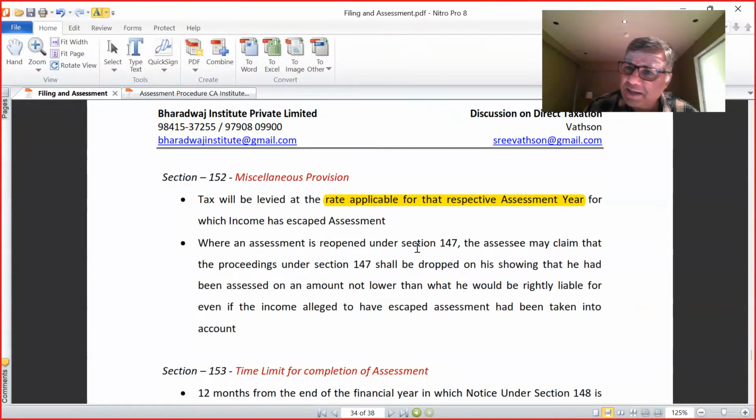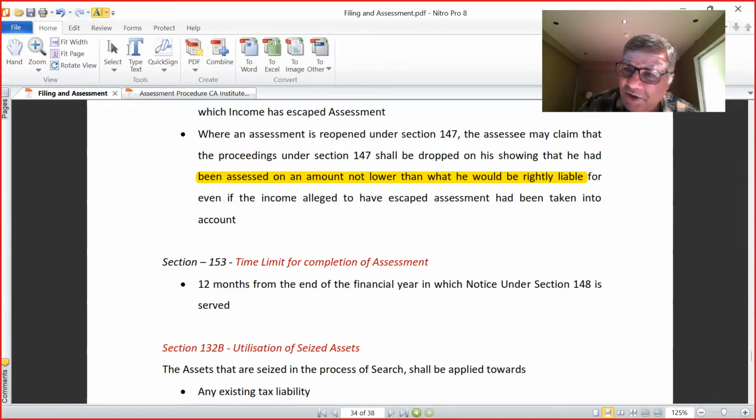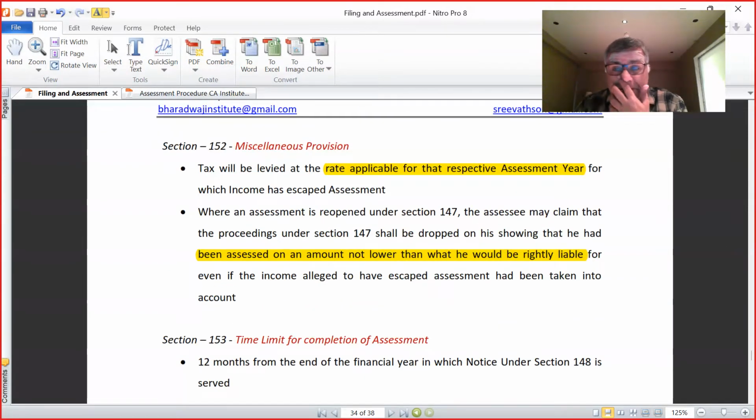Where an assessment is reopened under 147, assessee can claim that the proceedings under 147 shall be dropped on his showing that he had been assessed on an amount not lower than what he would be rightly liable for. Sir, you have already assessed me as short-term capital gain, taxed it at 30%. Now, if you reopen the case, it will become long-term capital gain. You will assess only at 20%. So drop it. You have already taxed me at 30%. Then drop the proceedings. Time limit: 12 months from the end of the financial year in which notice is served.